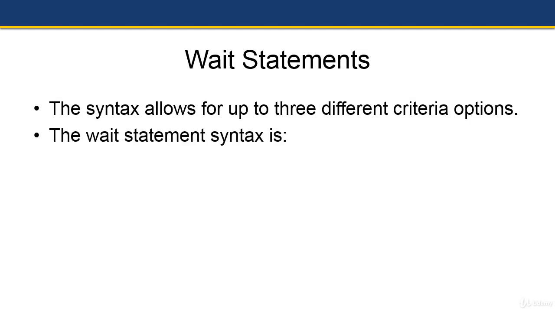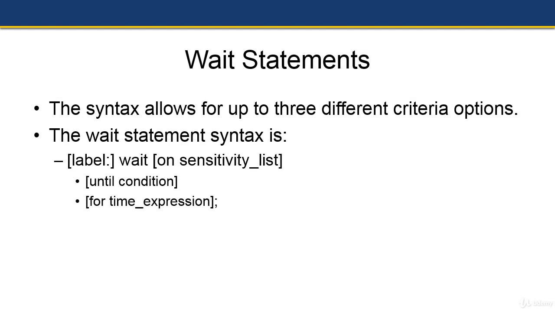Here's the syntax. The first option is on, followed by a sensitivity list. The second option is until, followed by a condition. And the third criterion option is for, followed by a time expression.